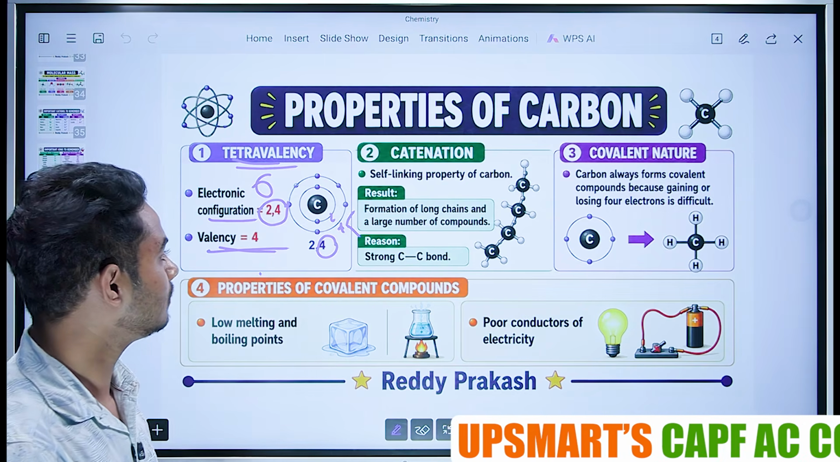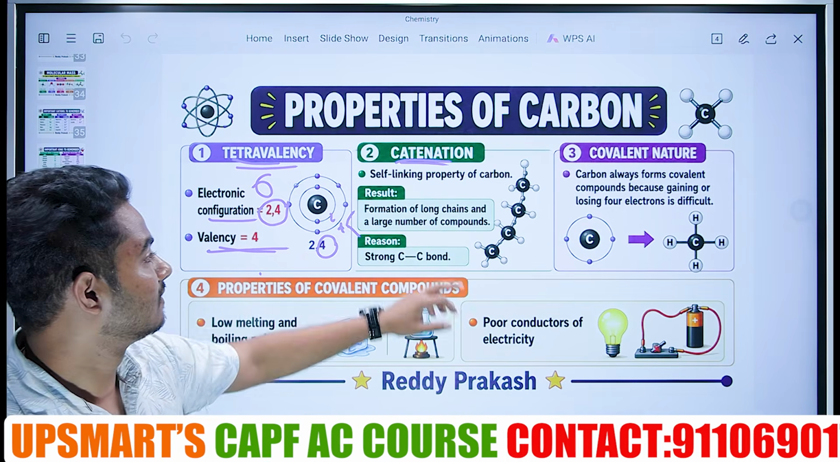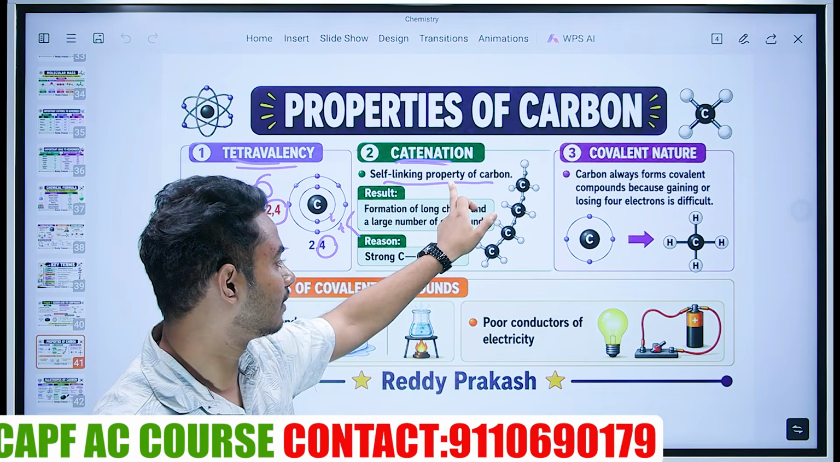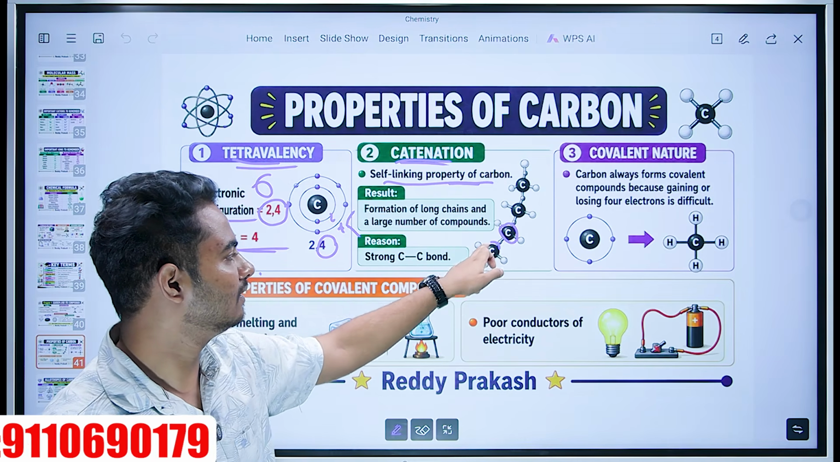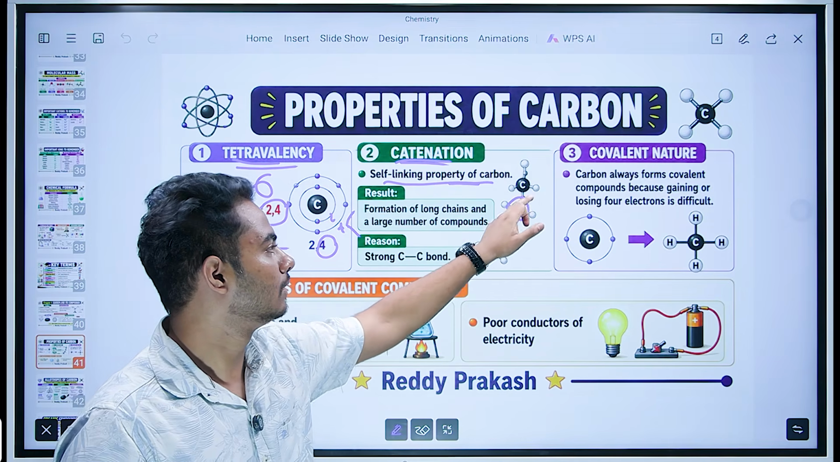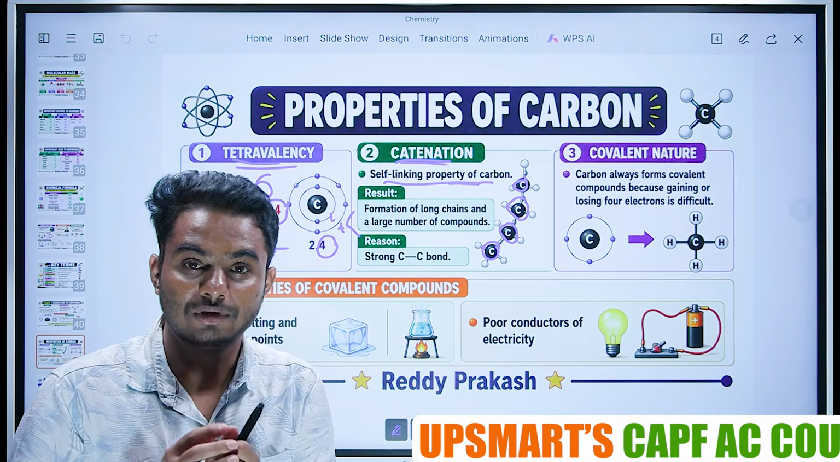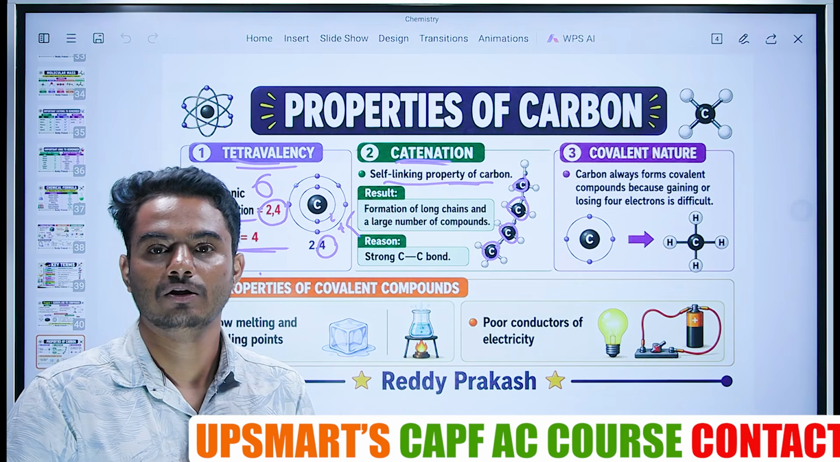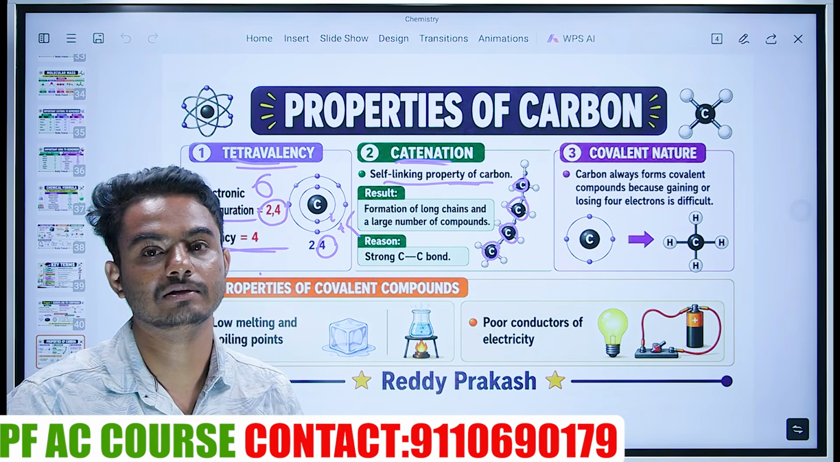Tetravalent. Next is catenation. Catenation means the self-linking property of carbon. Carbon can link to itself. Very few elements have the ability to catenate. Catenate means it can link with the same kind of element. That is, a carbon can link with another carbon.